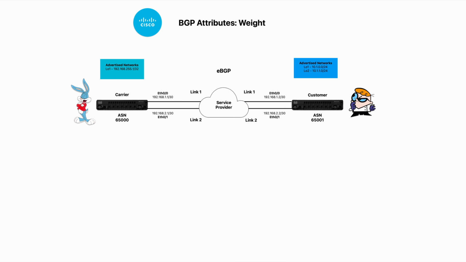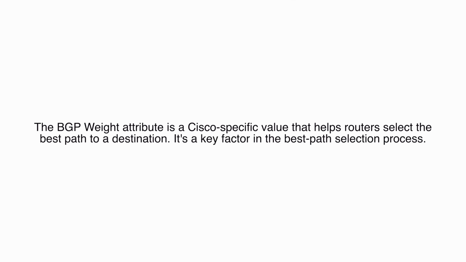So today we're going to be talking about BGP weight, what it is, what it is used for, and what advantages it provides to your network. Let's get into the details. So essentially, the BGP weight attribute is a Cisco-specific value that helps routers select the best path to a destination. It's a key factor in the best path selection process.